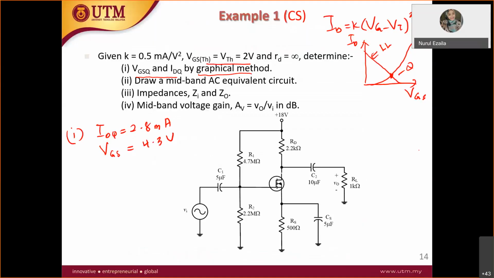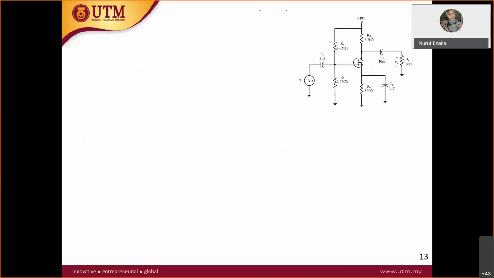All right, so if you look at the question, number 2, draw the mid-band AC equivalent circuit. Number 3, find the impedances Z in and Z out. And number 4, find the mid-band voltage gain, AV, V out over V in, in dB. All right, so let's do it. So this is example 1, for the common source.